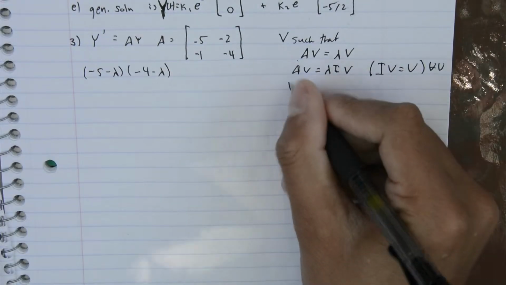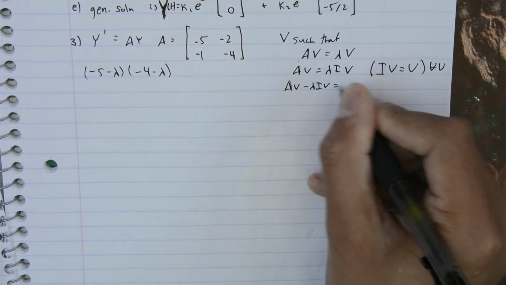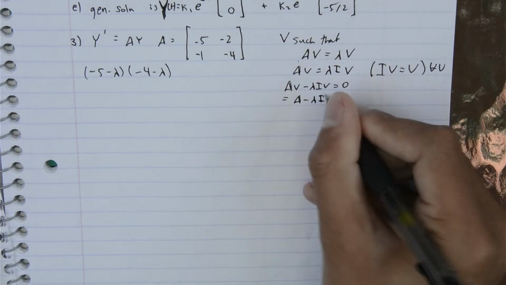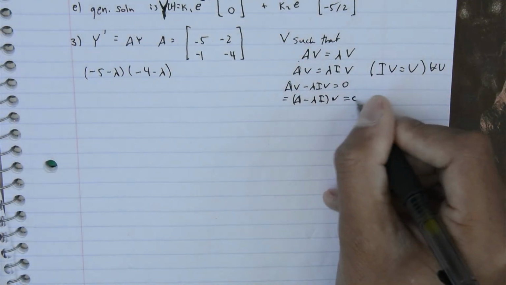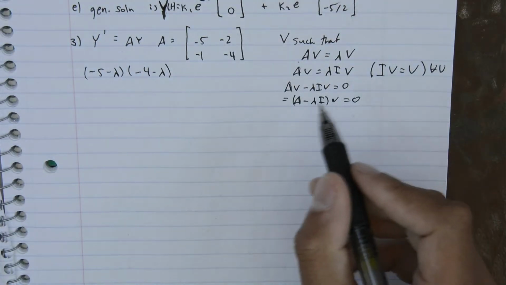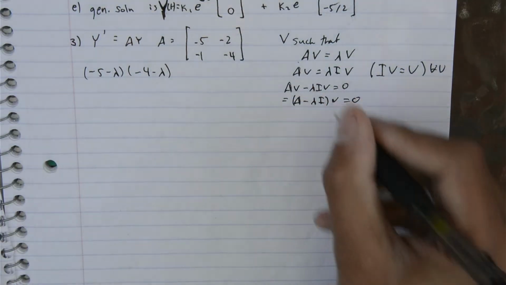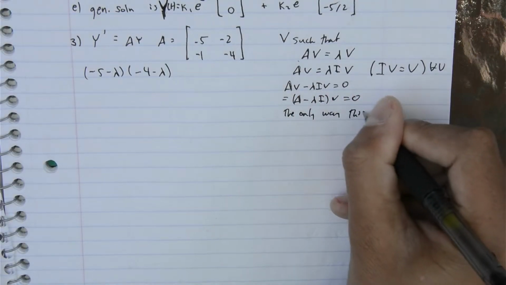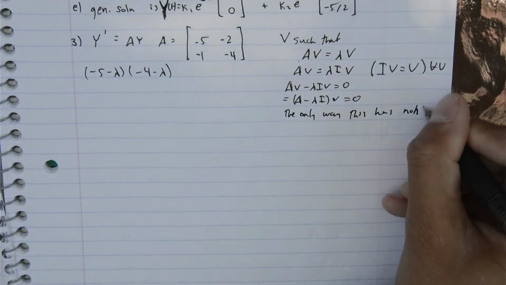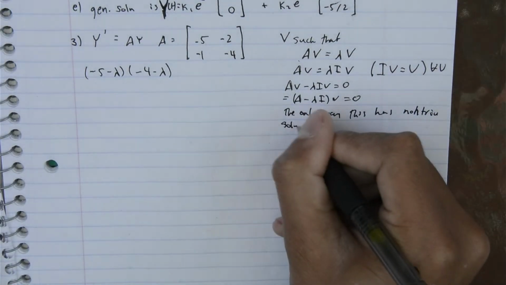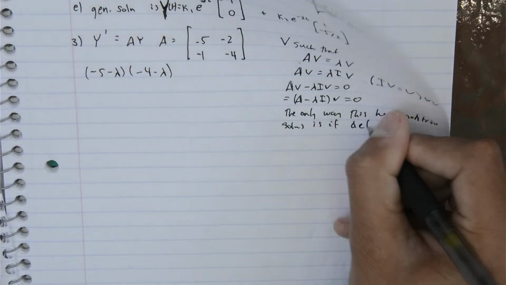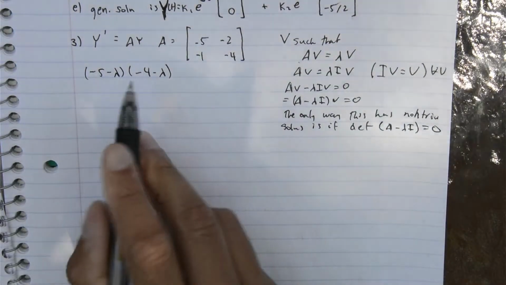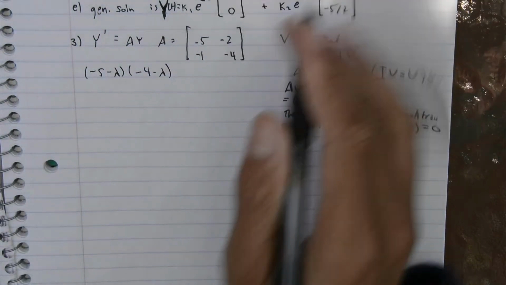Then we can do this. Av minus lambda Iv is equal to 0, which is A minus lambda I times v is equal to 0. So we're just going to keep re-deriving this just so that we remember it. The only way this has non-trivial solutions is if det of A minus lambda I is equal to 0. So that's what we're doing here, computing the determinant.